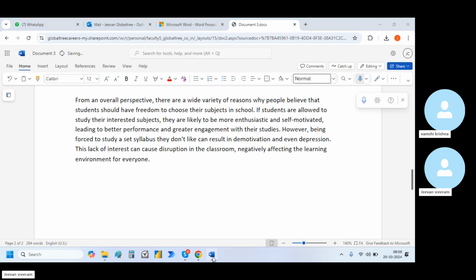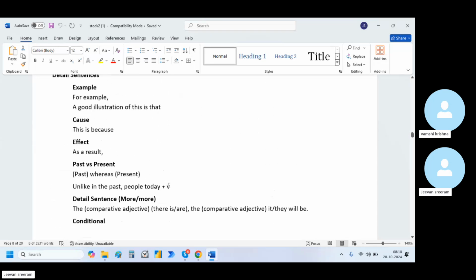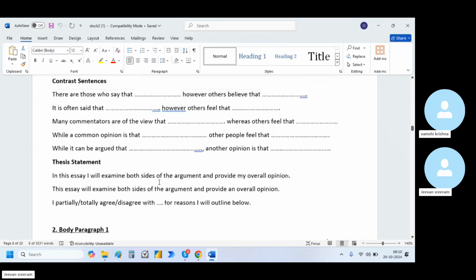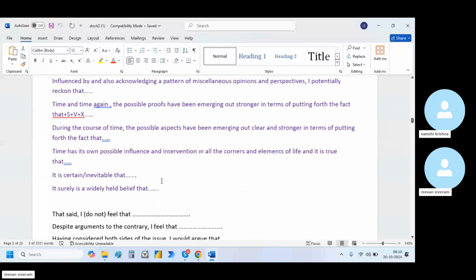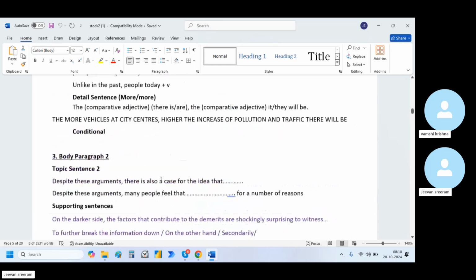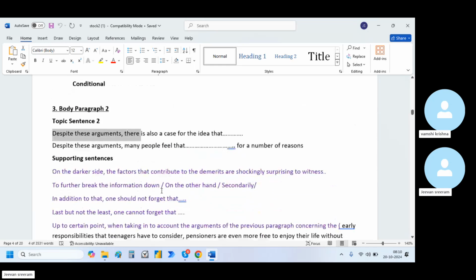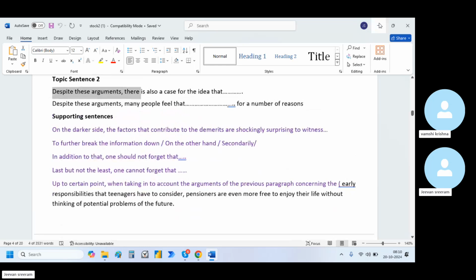So let's see the stock phrases once again. So it has started with despite these arguments. So I have to talk about how set syllabus is really beneficial for the students and how allowing the students to study their own subjects can create practical problems for the schools. Correct? Yes. So let me take these phrases, despite these arguments. Okay. Yeah.